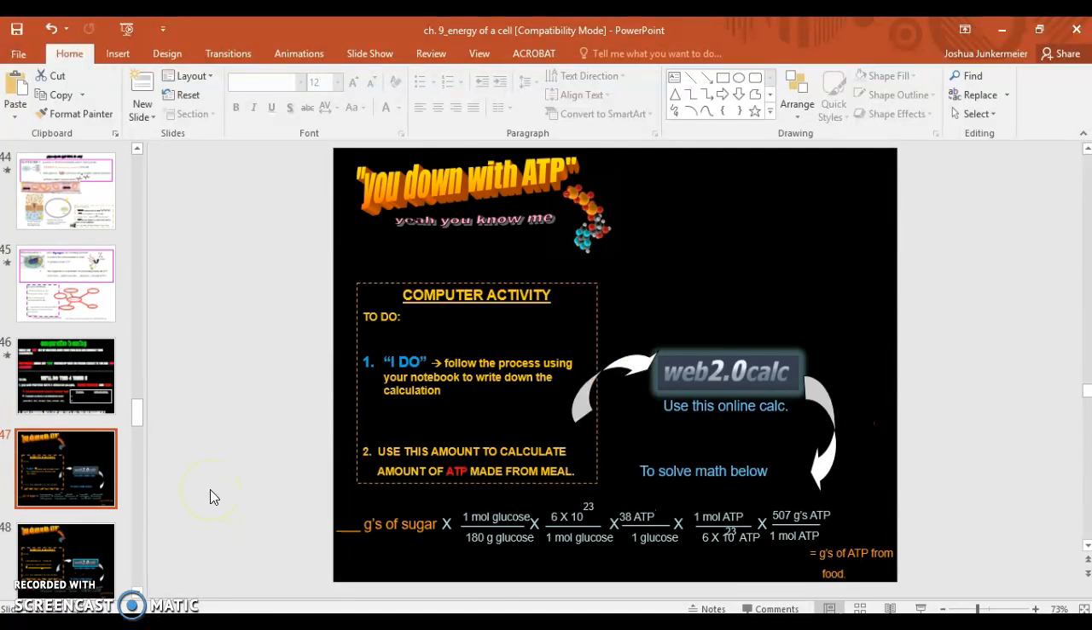All right, moving forward. This was an activity that we are doing. This is the Web 2.0 calculator. If you haven't done a calculation, you need to look at any food item and find out the grams of sugar on it, and then you need to go from this to this, do this whole calculation, so you can end up with how many grams of ATP you can make when you start with a certain number of grams of sugar or carbs.